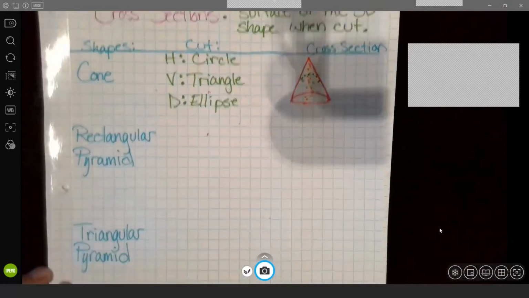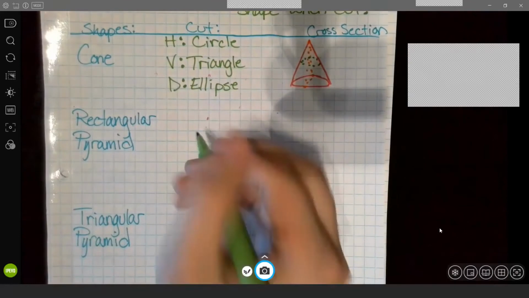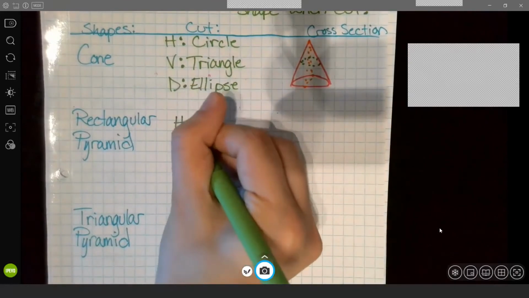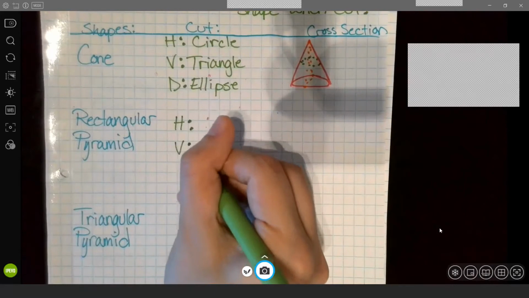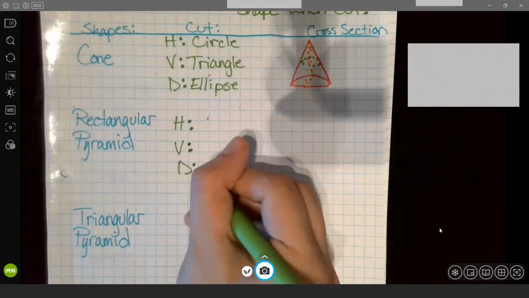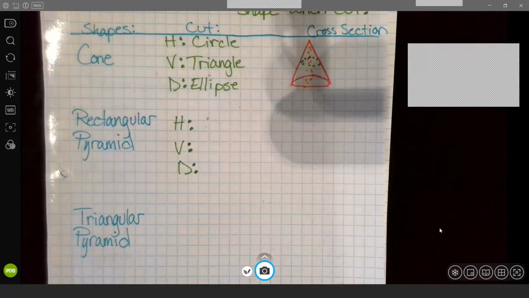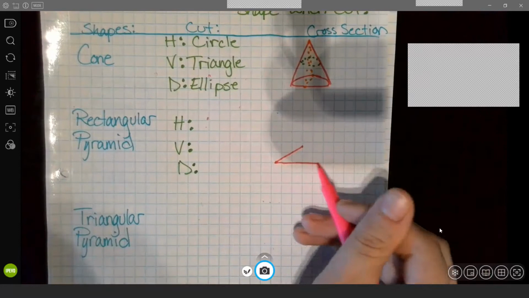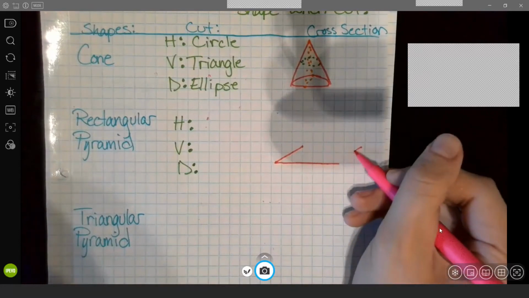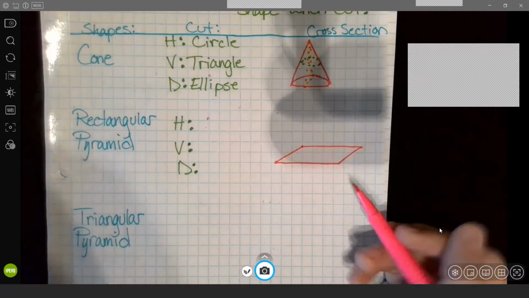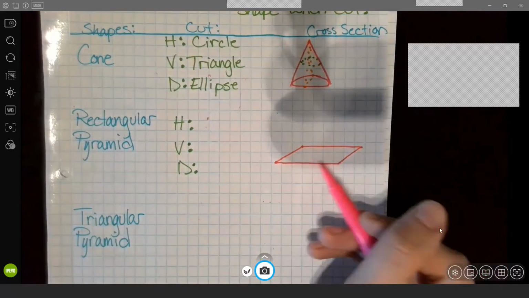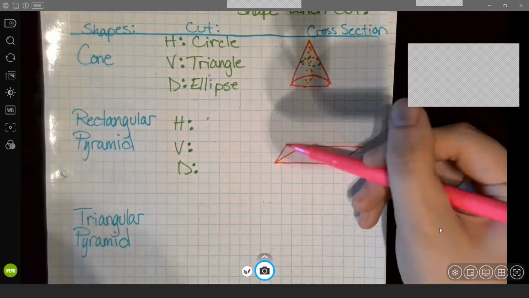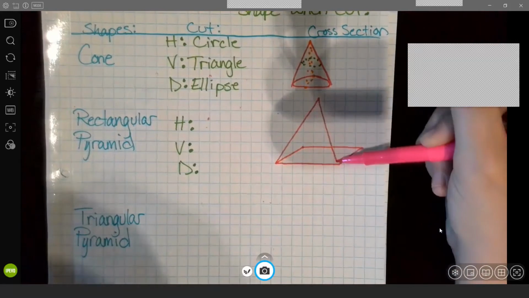Now for a rectangular pyramid, we're going to repeat the same process. We're going to do a horizontal cut, a vertical cut, and a diagonal cut, and draw the picture again. The easiest way to do a rectangular pyramid, I recommend extending the sides. They'll be a little bit easier to see in your notes. So kind of like this, just so I don't confuse it between a square pyramid and a rectangular one. Once you have your rectangle drawn, connect all points together, just like this.